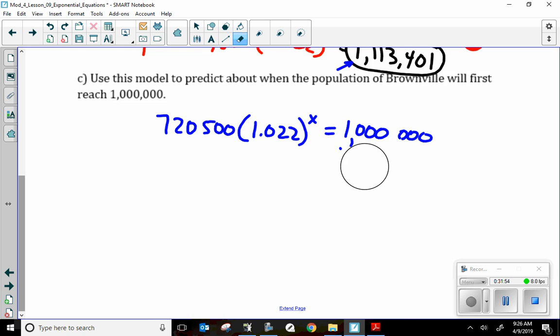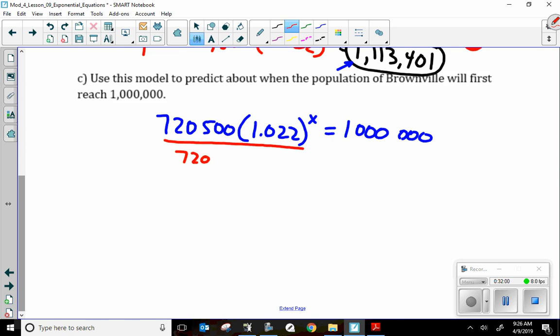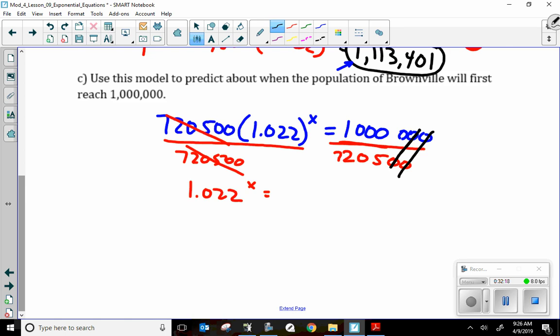All right. First, I'm going to divide by 720,500. Divide this by 720,500. So now I've got 1.022 to the x equals this fraction here. If you don't mind, for the sake of writing, I'm going to cancel off the last two zeros. You don't have to. On a test, you probably wouldn't.